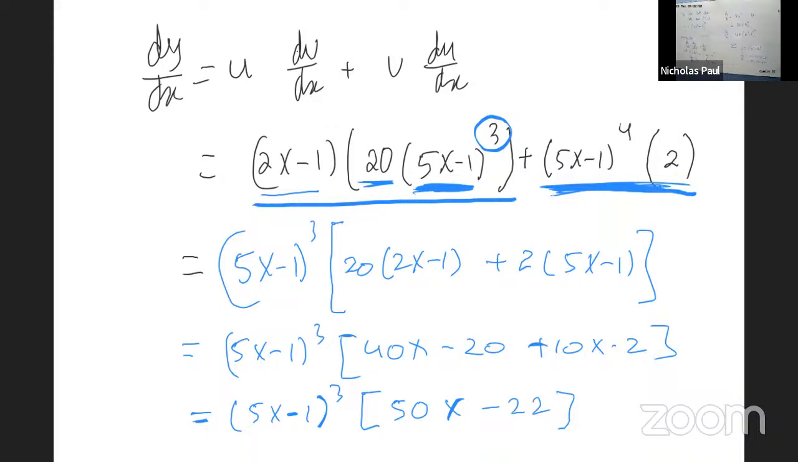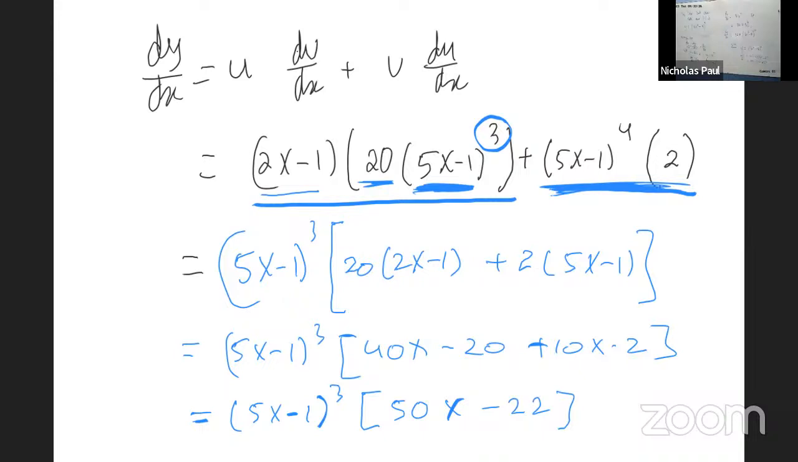Right? Because (5x minus 1) to the power of 4 is (5x minus 1) cubed multiplied by (5x minus 1) to the power 1. So if I were to take this off, I'll be left with this. See now? That's the hard thing in these. You have to be able to factor out. Go over it again.